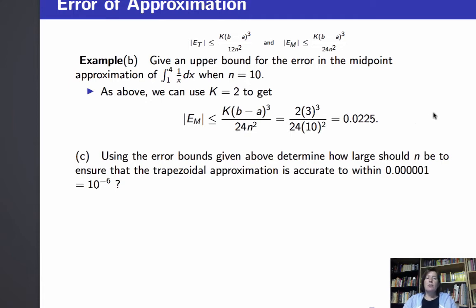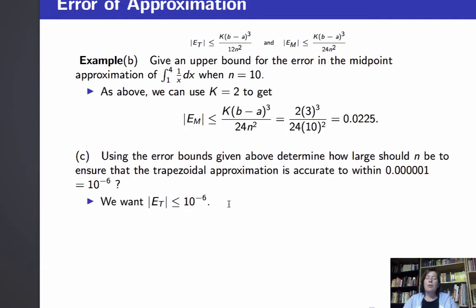Now here's another use of our upper bounds. We might want to estimate our integral to be accurate to 10 decimal places or 6 decimal places, for example. So suppose we want to get an estimate which is accurate to within 0.000001, 10 to the minus 6. That is, the difference between the actual value of the integral and our estimate should be less than 10 to the minus 6.